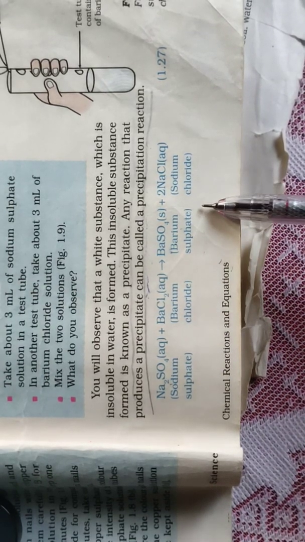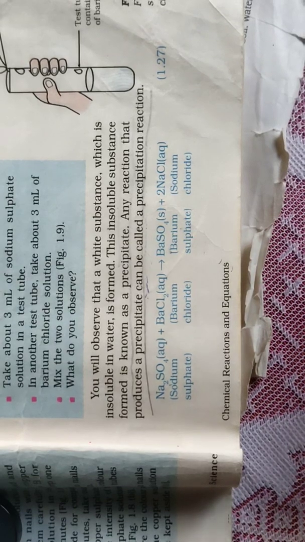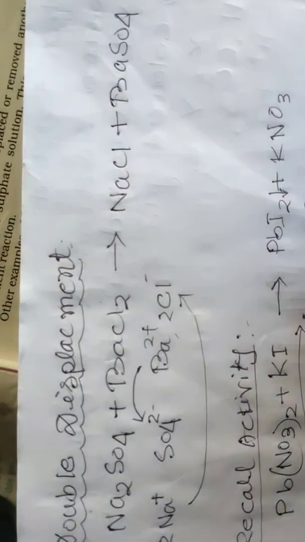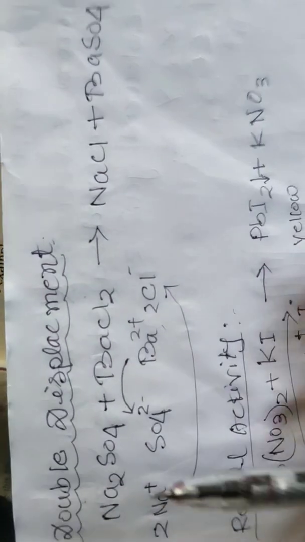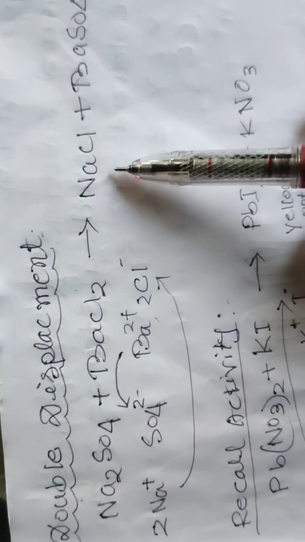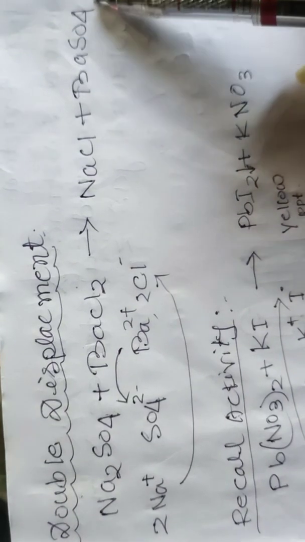This is also known as double displacement reactions. So what happens in the double displacement? There is a process by which the double displacement occurs. You see, this is a double displacement reaction. Here sodium sulfate plus barium chloride will form NaCl, that is sodium chloride, plus barium sulfate.